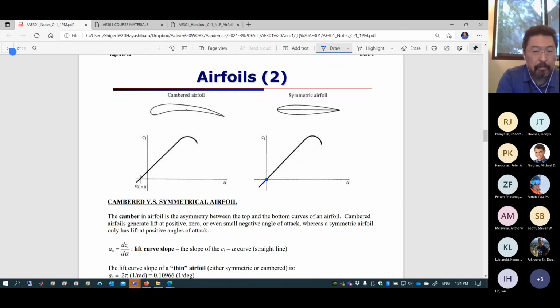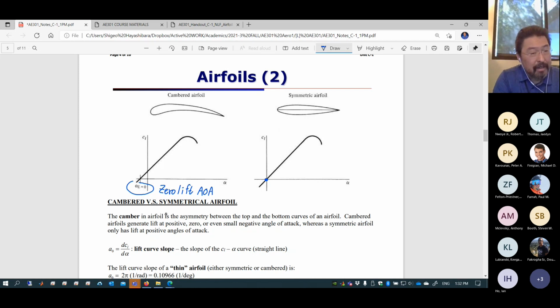Now, if you put in camber, what is the immediate result? You are going to create lift even though you are not pitching up at all. Because of the amount of camber, you already create lift at the 0 angle of attack. So in order to have 0 lift for this positively cambered airfoil, it needs to pitch down. That is called alpha 0 lift, the zero lift angle of attack.